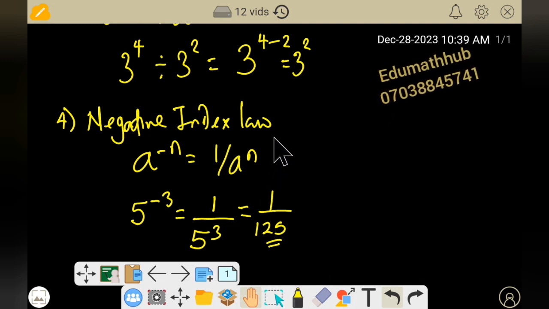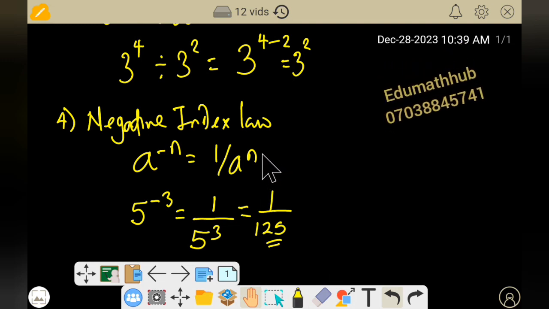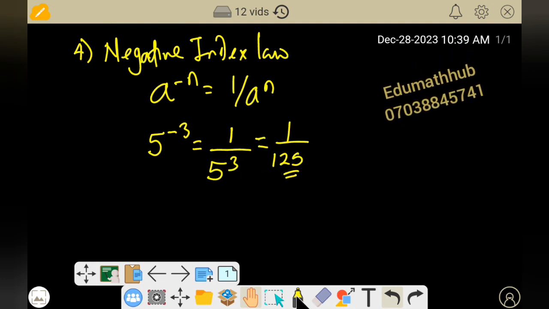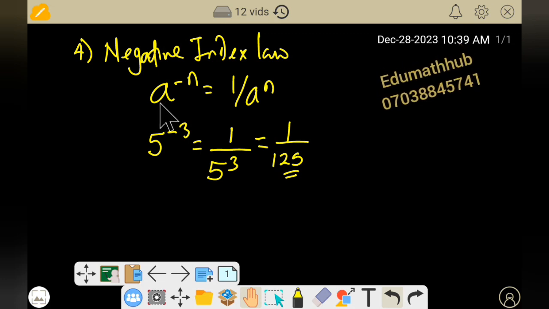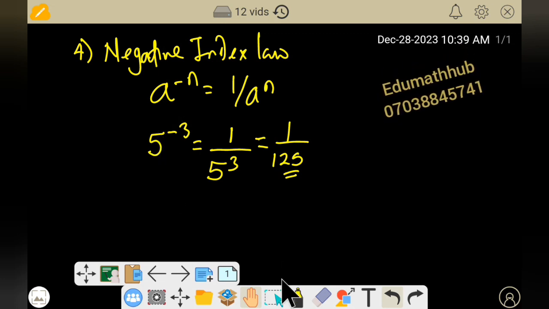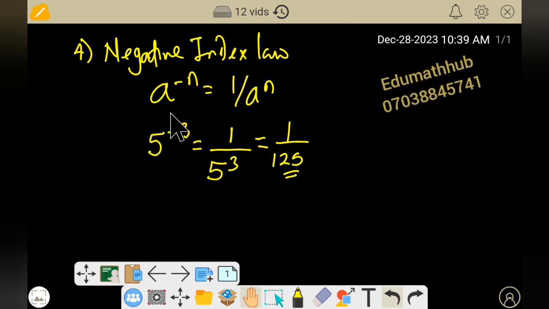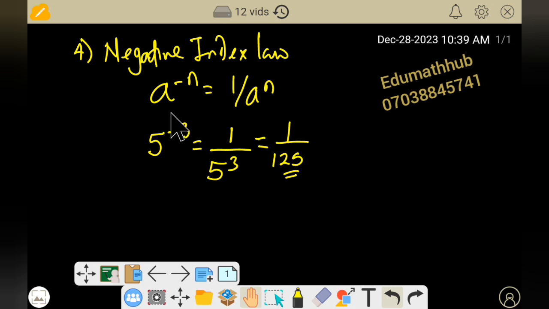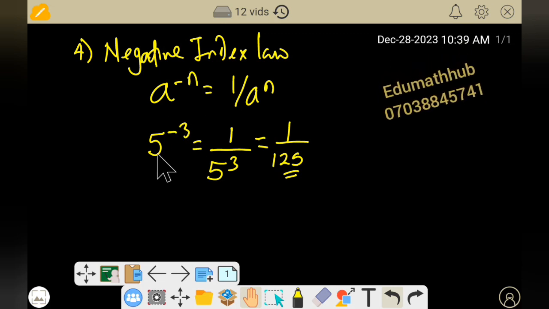Okay, so that's how to do the negative index law. But there's another way of writing it. There are times that they might give you something that might not be only a base, it might be two numbers, like a fraction that will be raised to a negative power. So here's how you're going to do that one. If they give you something that is raised to a negative power and it's a fraction, you do it like this.